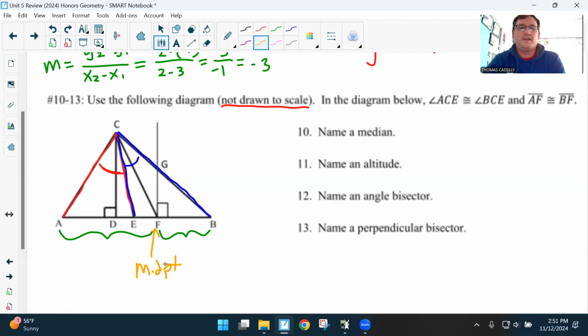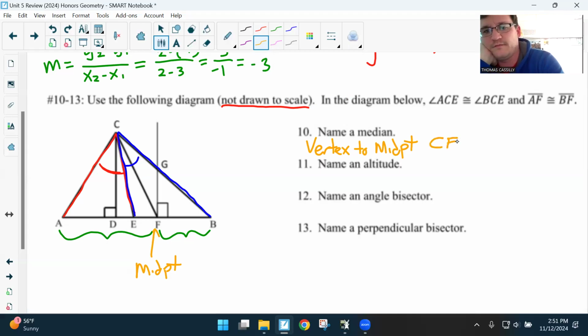All right. It's a midpoint because it makes 2 congruent segments. And I want to point that out because a median goes from a vertex to a midpoint. Well, the vertex is C, the midpoint is F. So if we name a median, that is segment CF.